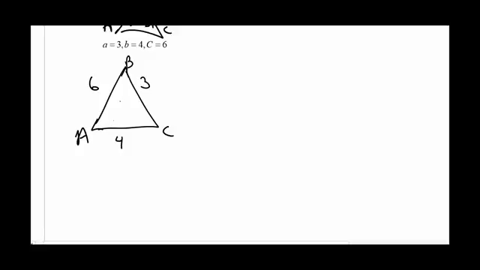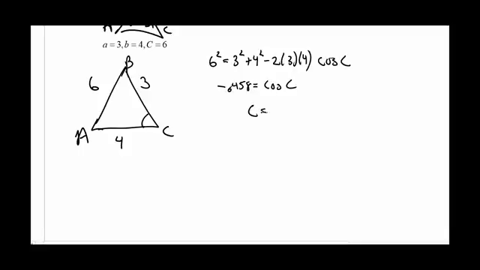Okay, so what I want to do is use law of cosines this time, and I want to start with angle C. So law of cosines says 6 squared equals 3 squared plus 4 squared minus 2 times 3 times 4 cosine of C. Then I go to my calculator, and I'm going to subtract first. So 6 squared minus 3 squared minus 4 squared should get 11. And I want to divide that by the negative 2 times 3 times 4. And I get negative 0.458 is equal to the cosine of angle C. So then I want to arc cosine that, and I get that C is 117.28.